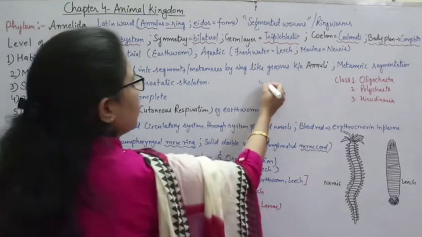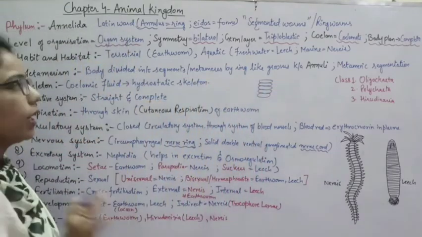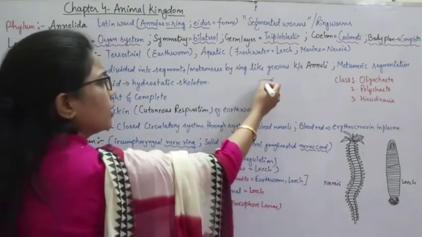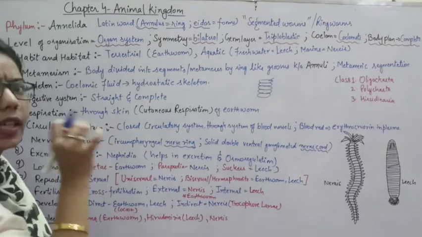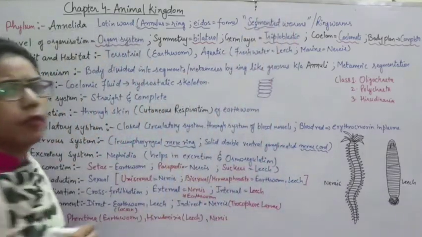हम कह सकते हैं इसमें कैसे presence है? Ring-like structure is present. The body is made up like this, and due to this we say these are segments. These are made up of different segments. That's why these are also known as segmented worms.